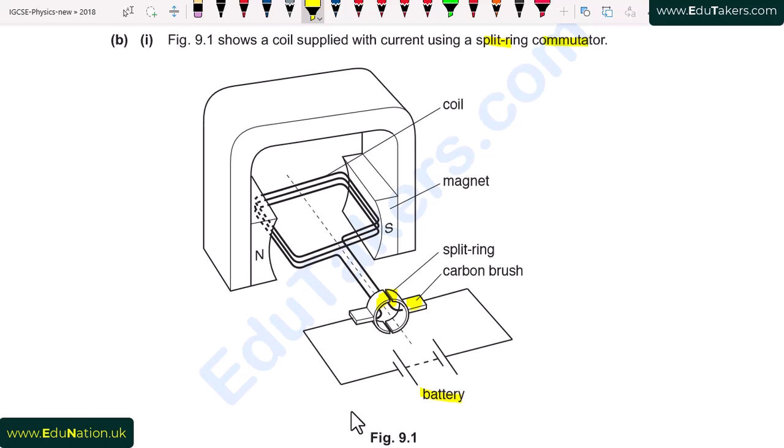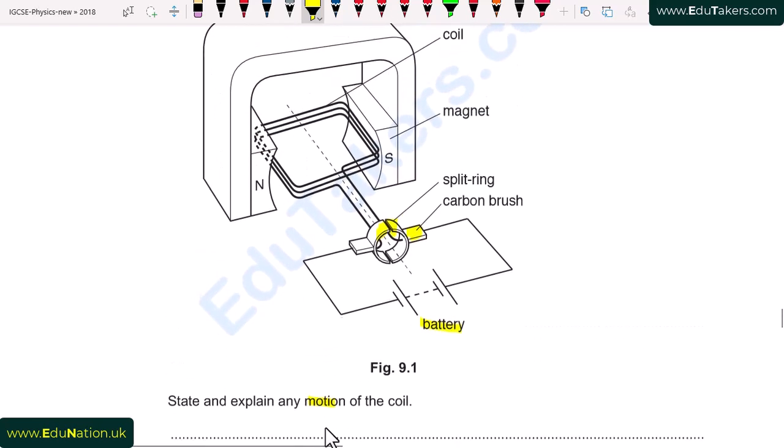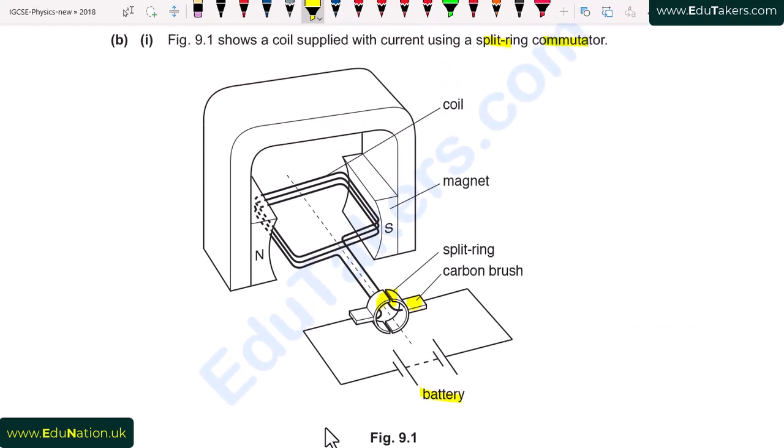So first of all, here we have to describe any motion in this coil. When we switch on this battery, current will flow through these terminals, and this is positive and this is negative. Current flows from positive to negative. In this way, current flows upward, and then it flows in this direction. So this is the direction of current. We also know that the magnetic field is from north to south. So by using Fleming's left hand rule, we find out the force on both sides.